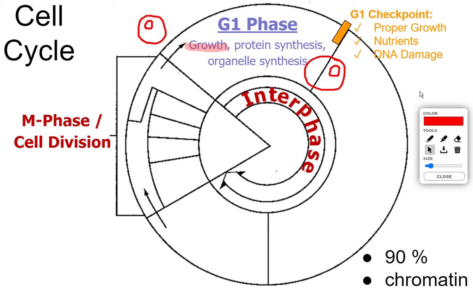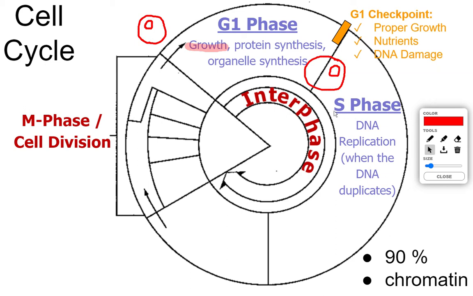Let's assume everything was good and it passed the G1 checkpoint. It's then going to go into the S phase. S stands for synthesis, or to make, and it's making DNA. It's going to replicate all of its DNA. So at the end of synthesis, we still have our one cell and we still have our nucleus. But let's take a look at what happened. We went from one strand of DNA, and now on the inside of the nucleus, we're going to have two strands of duplicate DNA.